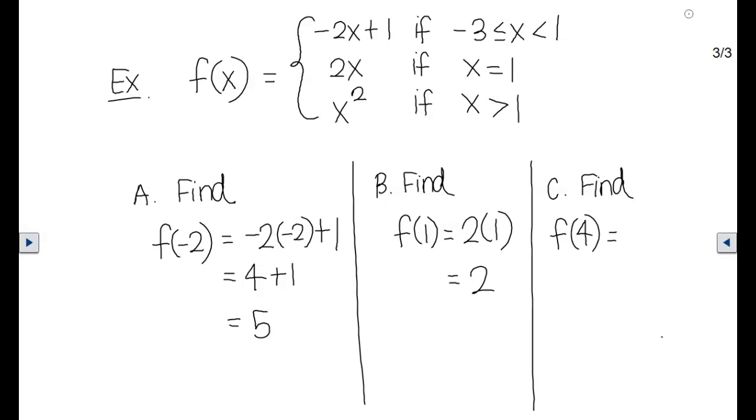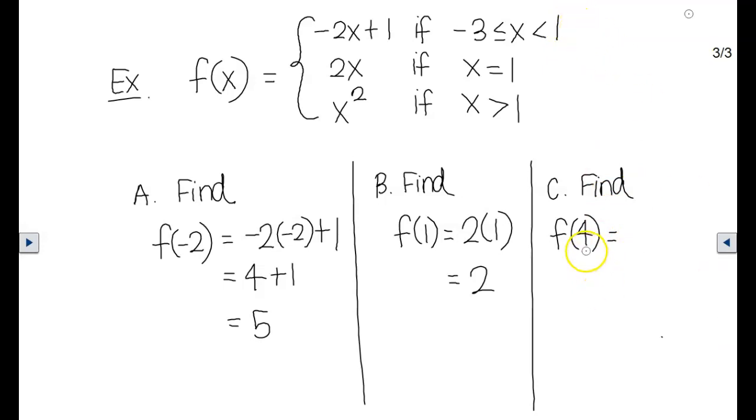Let's find f of 4 using this piecewise function. Again, I have to figure out which piece of the function to use, which rule. So take your 4 and fit it into this domain and see if it works. Is negative 3 less than or equal to 4? Well, sure it is. Is 4 also less than 1? No. So f of 4 cannot be found using the first rule because 4 doesn't fit its domain.